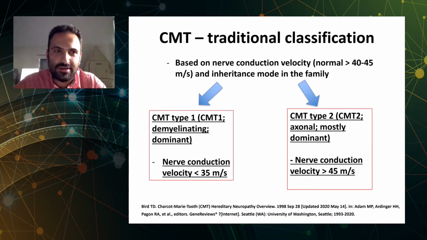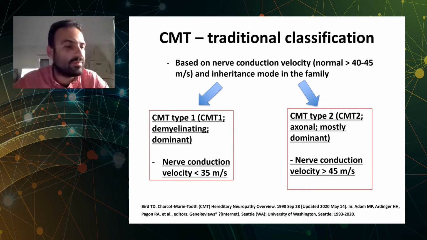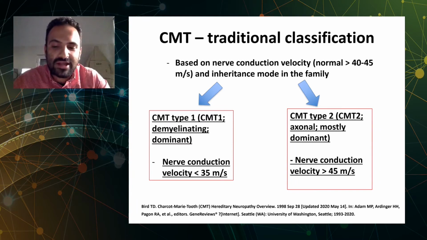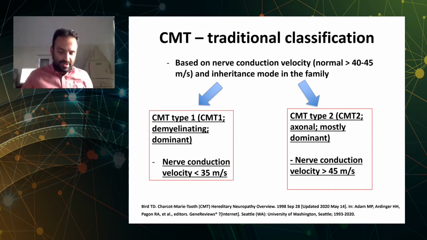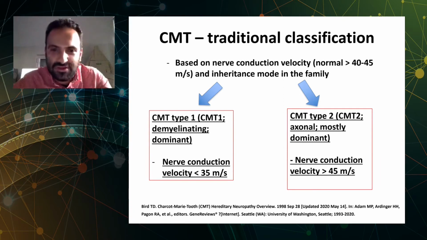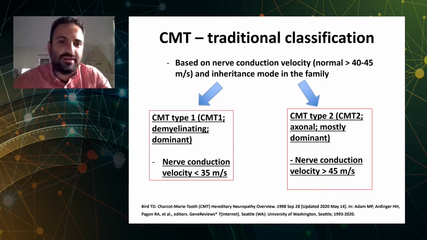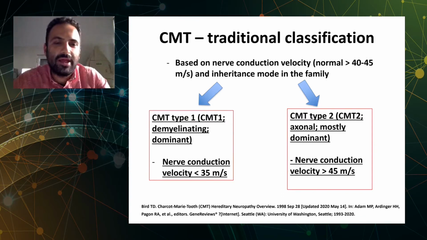And I will not insist on the clinical aspects of the disease because Professor Adrian presented us very nice data. I want to talk about the genetic heterogeneity that we have in this disease, and which led to the proposal of a new classification of the disease. So we know the traditional classification in demyelinating or CMT type 1, and axonal CMT type 2. And most of these forms are being transmitted in a dominant fashion.